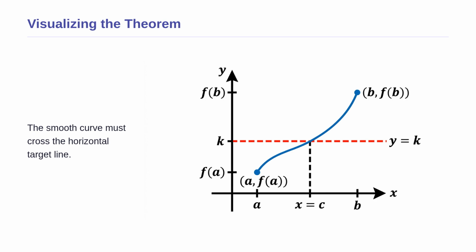The red dashed line represents our target height, K. Because the blue curve is unbroken, it is physically impossible to draw it from start to finish without crossing that red line. The exact point where they intersect drops down to the horizontal axis at the value C. This diagram perfectly captures the physical reality of the mathematical proof we just completed.